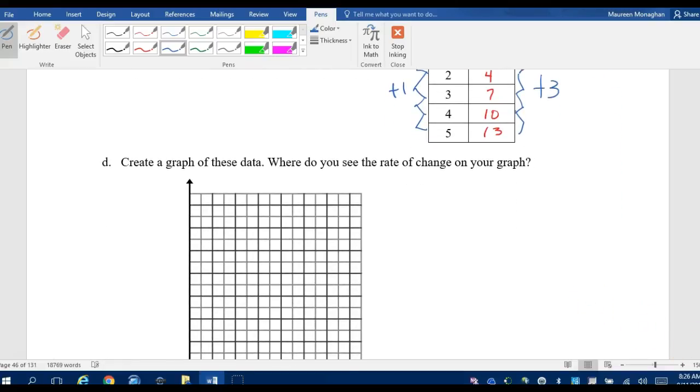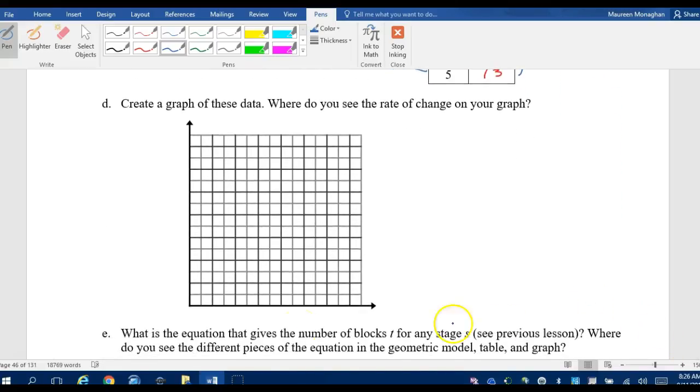Create a graph of this data. So go ahead and graph those points just like we did previously. Alright, did you get the same thing I got? Plotted the points, and I used my highlighter to find the rate of change. So how much did I go up and over, and should have gotten 3.